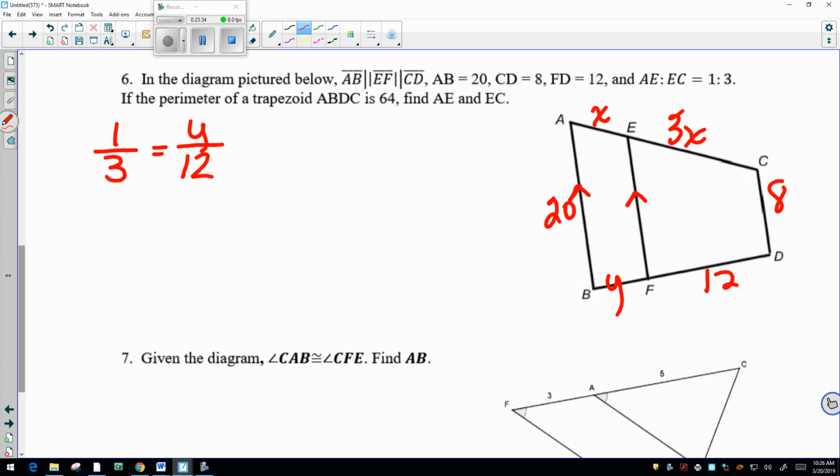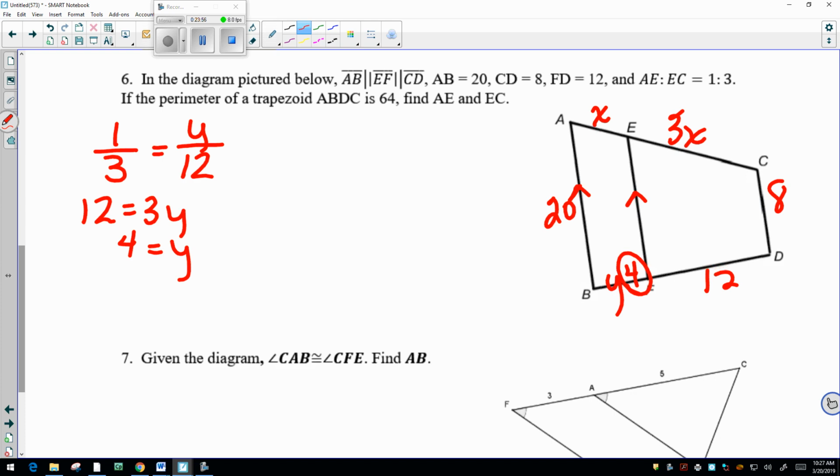We can solve this, right? So if I cross multiply, I'm going to find y is how big? 4. And maybe you didn't need a proportion to do it. These numbers are maybe a little bit easier. Sometimes they're not. Okay, so this would be a method that you could use to solve. So now I know that this side is 4.